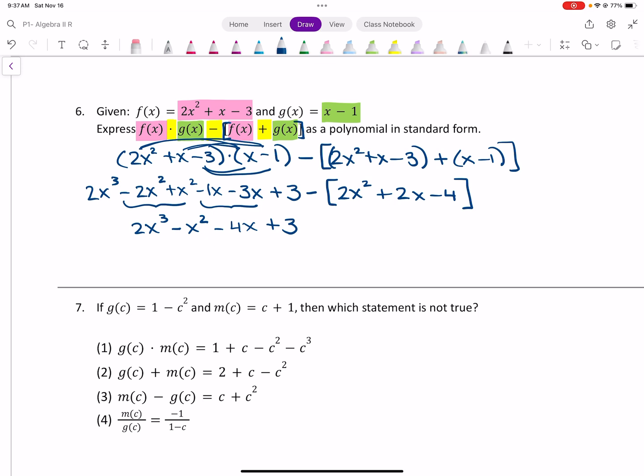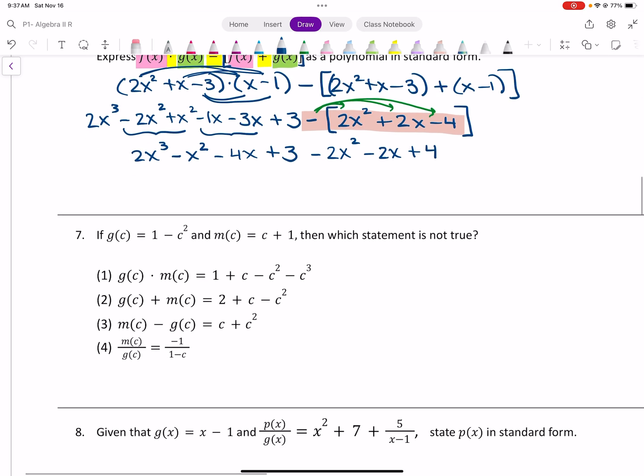And now this entire polynomial is being subtracted. So I'm going to distribute the negative at the same time. If you want to do it in separate steps, go for it. But you should get negative 2x squared minus 2x plus 4. And now we can combine like terms again. So we have 2x cubed, negative x squared and negative 2x squared is negative 3x squared. Negative 4x and negative 2x is negative 6x. And positive 3 and positive 4 is positive 7. That is your final answer.